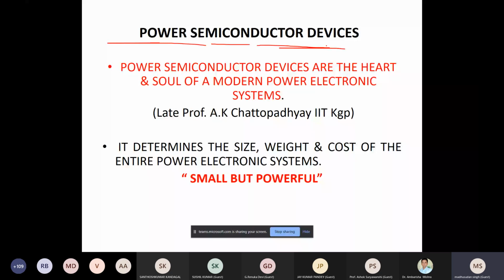PSD, in the words of the late Professor A.K. Chattopadhyay. I hope many of you might be aware. Professor Chattopadhyay is no more, but he was one of the founding figures in our country in the area of power electronics. He used to say, PSDs are the heart and soul of modern power electronic systems, right? One of the beautiful things about PSDs is they are very small in size, but very powerful. I will show a picture of a few devices. You see that a 1000 volt, 1000 ampere device you can just put on your palm. A very small device, but you can see that they have enormous voltage and current handling capability. That makes overall PE systems smaller in size, weight, and cost, and that is the benefit of going to power electronic systems, right?